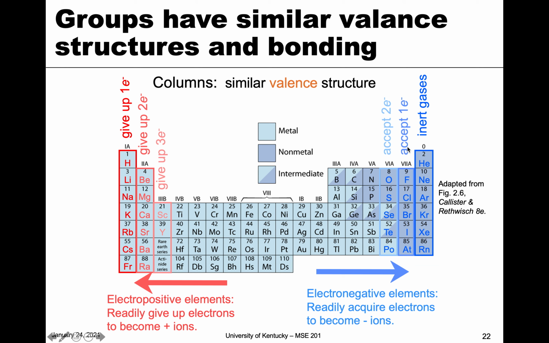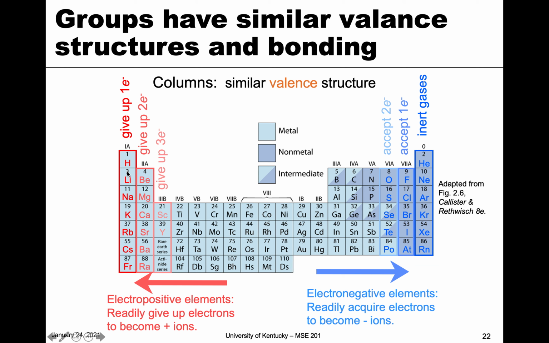Whereas others, like this column or group with fluorine, have a similar valence structure in that they will accept one electron to get to the configuration on the right here. So fluorine adds one, it becomes the configuration of neon. Chlorine adds one, and it's argon, and vice versa, all through these two. They all have similar structures. So all of this column wants to add one electron. All of these want to add two, and so on.